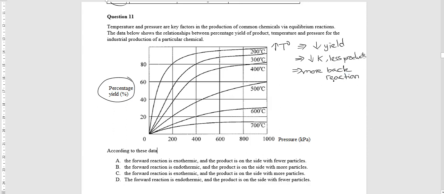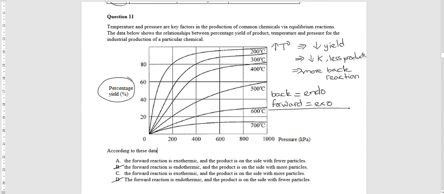So ultimately what it means is that the back direction must be endothermic, because when you increase the temperature, the system will always go towards the endothermic side. So the back is endo, which means that the forward is exo. Okay, so that's from the temperature. So I can cross out A and D.